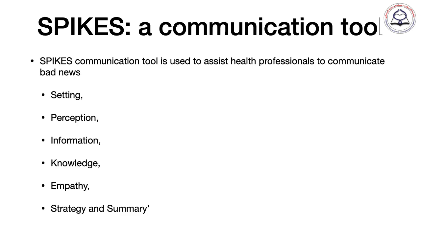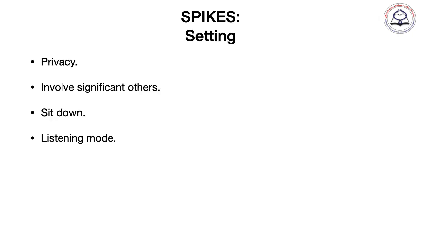One of the tools used for open disclosure is the SPIKES protocol. This protocol is used for breaking bad news. It goes through steps: setting, perception, invitation, knowledge, empathy, strategy, and summary. In setting the stage, privacy is very important. Privacy is an integral part of the medical profession. It is observed all the time. And whenever you are breaking bad news or disclosing, it is also important to observe privacy.